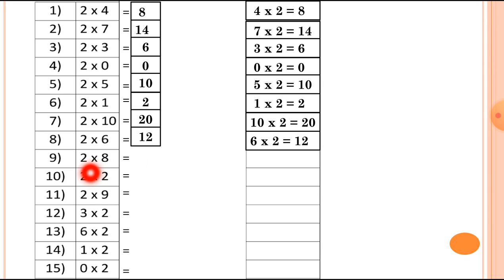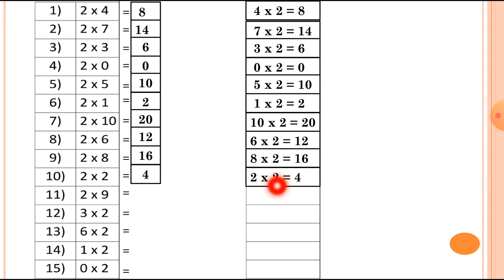Now here is 2 8s are 16. I am writing the answer. So we can write down the answer this way, that 8 2s are 16. Now here is number 10. 2 2s are 4. So we can write down 2 2s are 4. Both the numbers are the same. That's why we are writing both the numbers the same.